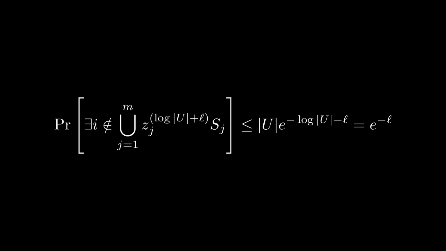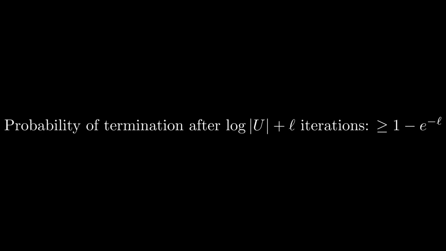Since each iteration is independent from each other, this gives us that the probability that any individual element is not covered by iteration L is upper bounded by e to the negative L. Consequently, from the union bound, we have that the probability that there exists i in U such that it is not covered by the set after log U plus L iterations is upper bounded by e to the negative L. Hence, after at most log U plus L iterations, the algorithm must terminate with probability greater than or equal to 1 minus e to the negative L. Here we can see that running the algorithm for more iterations clearly increases the probability the solution obtained is feasible.